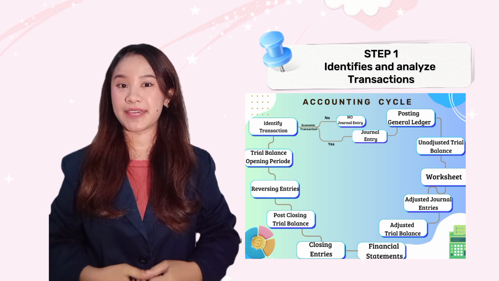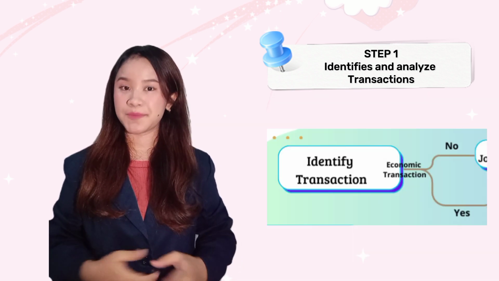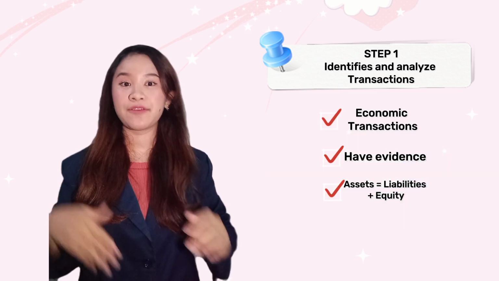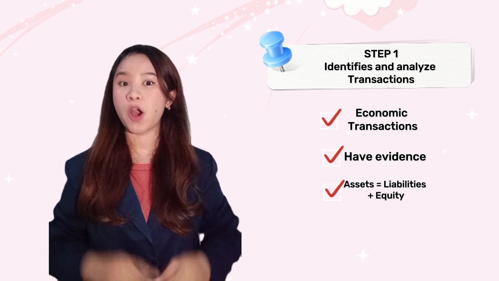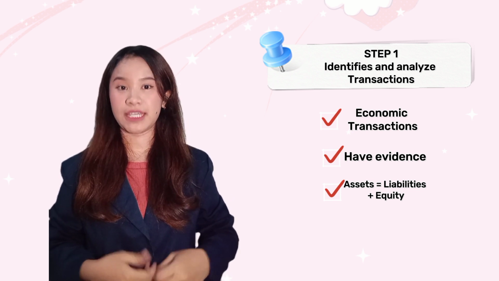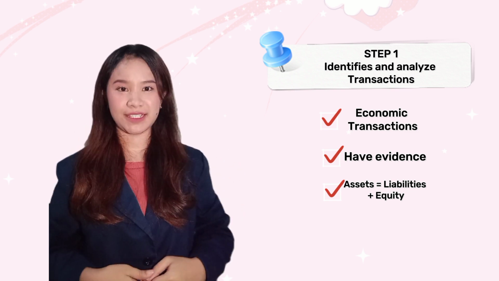The first step is identification and analysis of the transaction. An accountant must be able to distinguish whether the transaction has an impact on the company's finances or not. And basically, the formula of accounting is assets equals liabilities plus equity.